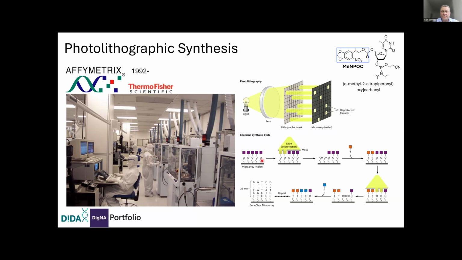So you have an initial surface that has the photolabile groups. You selectively remove some of those photolabile groups, and then you have the reactive group, which is a hydroxyl group, and then you add the incoming phosphoramidite, and that couples to the hydroxyl group. And you repeat this hundreds of times. Well, in the case of Affymetrix, I think they limited themselves, due to relatively poor characteristics of the MENPOC group, to roughly arrays of 35-mers. That requires on the order of 100 cycles of coupling reactions.